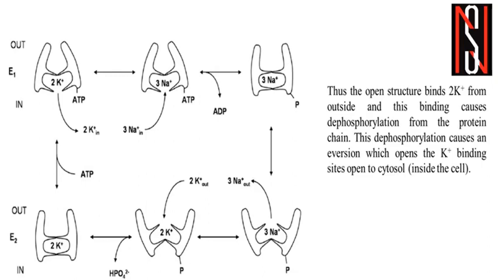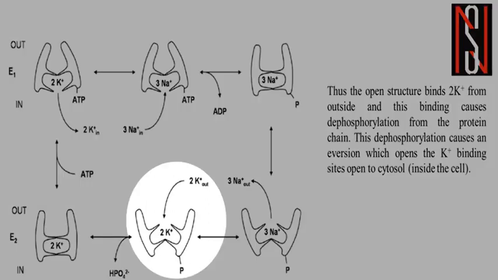Why? Because as we know, the concentration of potassium ion inside of the cell is comparatively higher than it is outside of the cell. So now the next step should be the transfer of these potassium ions from the outside of the cell to the inside of the cell. So now the structure is open because it just released the sodium ions.